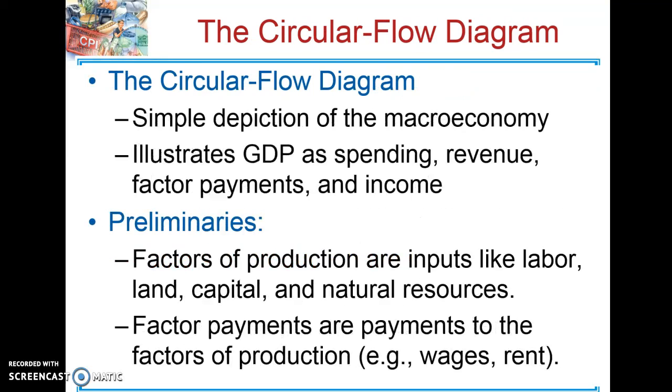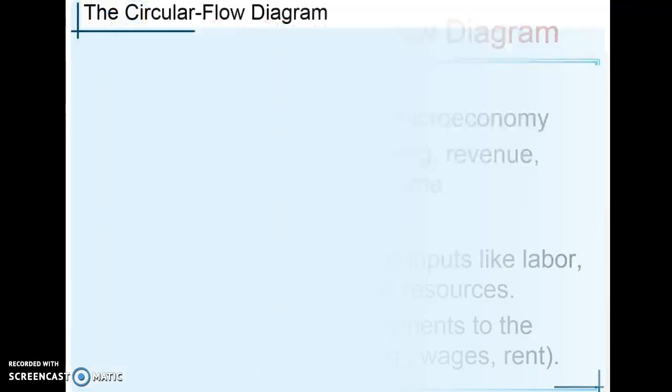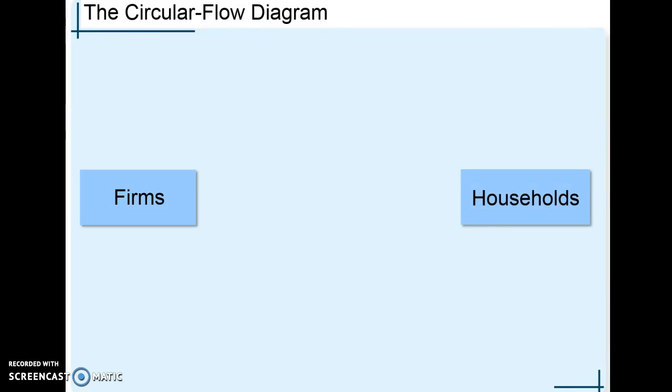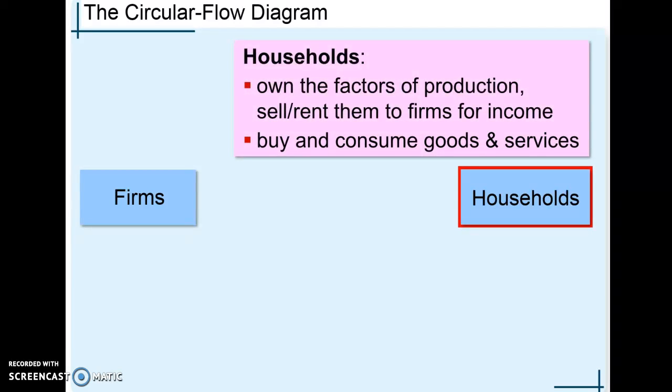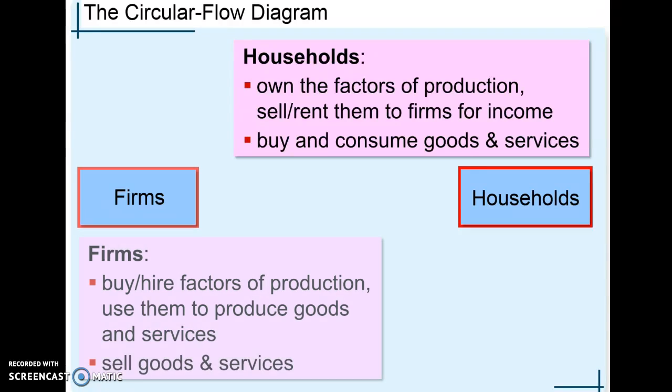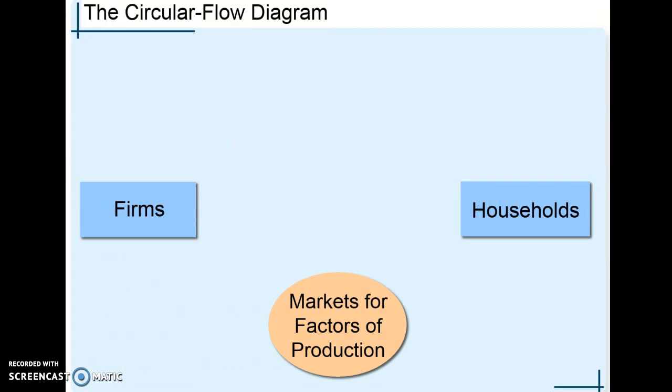We're going to start out by reviewing a concept that's already familiar to you called the circular flow diagram. So let's look at that diagram. If you remember, we had households and firms. Households own the factors of production. They sell or rent them to firms for income. And households buy and consume goods and services. We also have firms that buy or hire what we call the factors of production, that use them to produce goods and services. And they also sell goods and services.